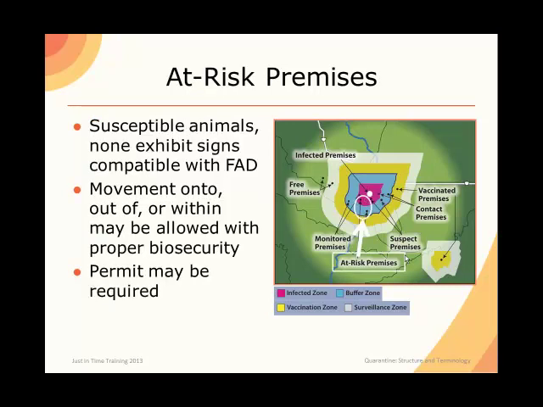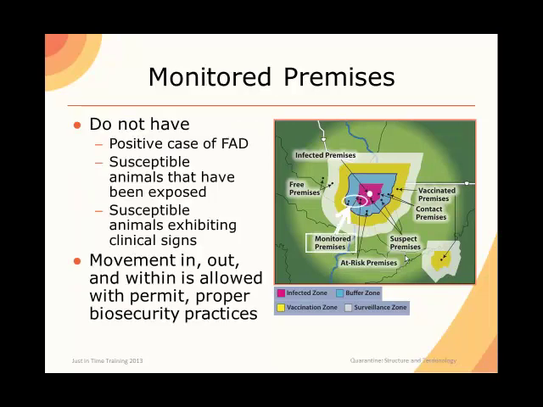At-risk premises are locations that have susceptible animals. However, none of these animals exhibit signs compatible with the foreign animal disease. The movement of animals, animal products, animal semen or embryos, and various fomites onto, out of, or within an at-risk premises may be allowed with proper biosecurity measures. A permit from Incident Command may be required. In this graphic, the at-risk premises are indicated in the white oval.